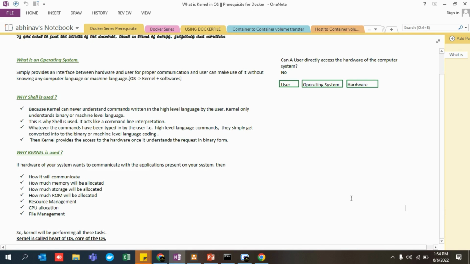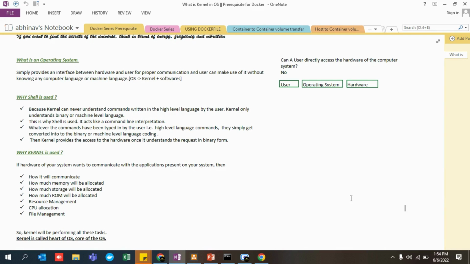So guys, if the hardware of our system wants to communicate with the applications present on our system, such as Netflix, MS Teams, Google Chrome, or VLC media player, which are installed on our computer system, how will it communicate? What track will it follow to communicate with Google Chrome, MS Teams or Zoom, and how much memory, storage and RAM is it going to allocate to all these applications? All this sort of resource management is totally handled by the kernel, and the mode in which a kernel works is known as kernel mode.